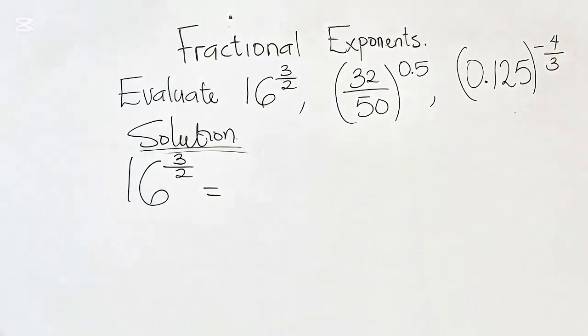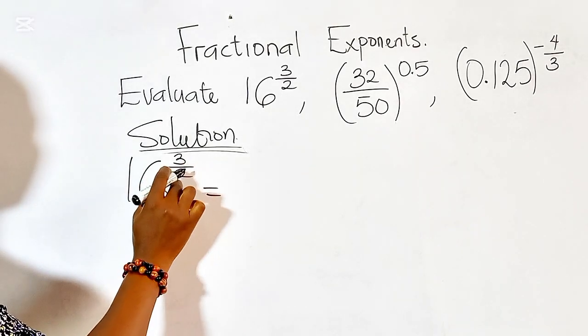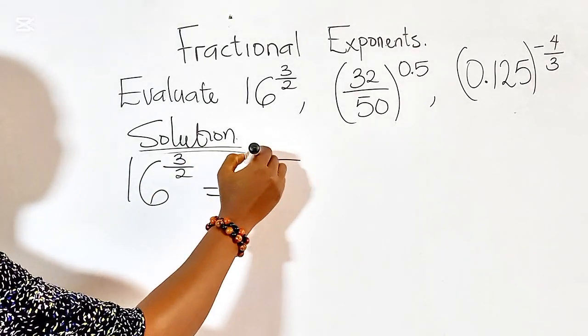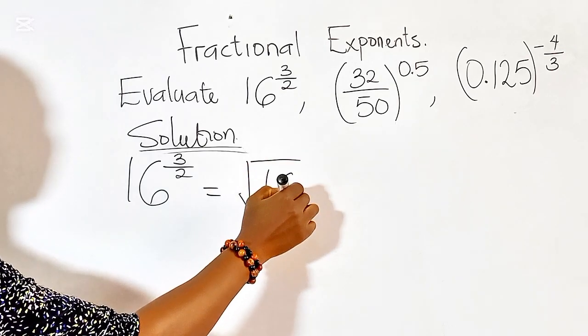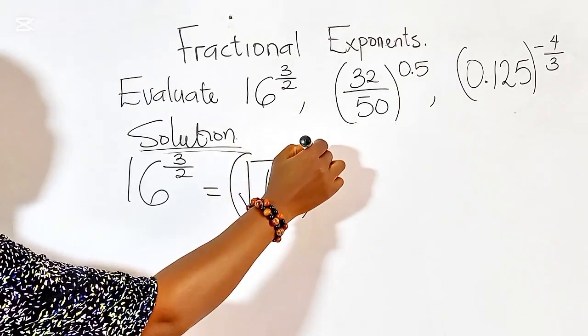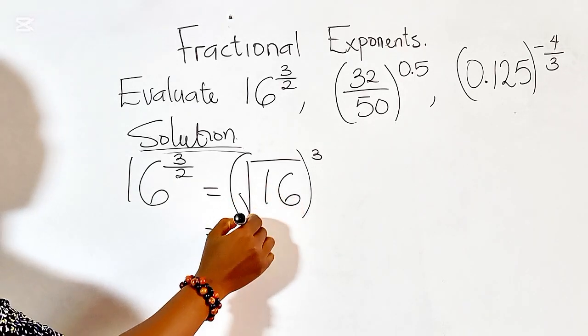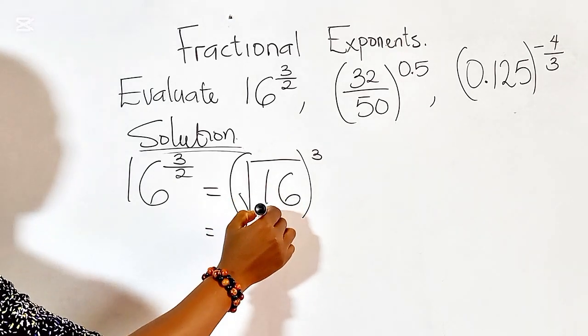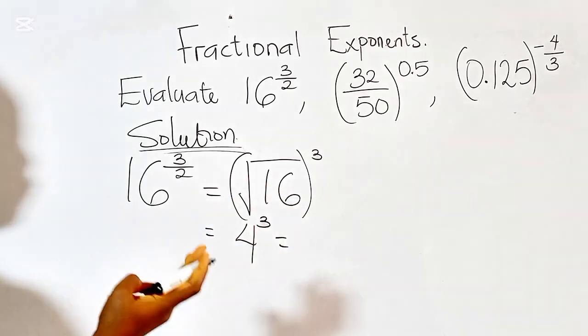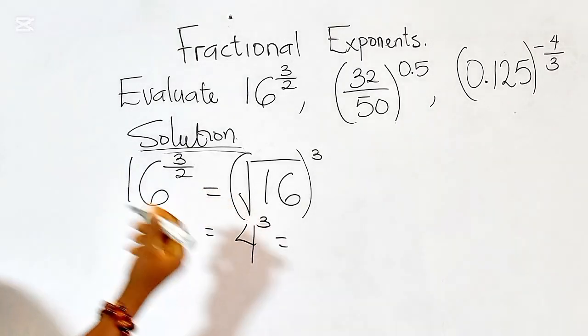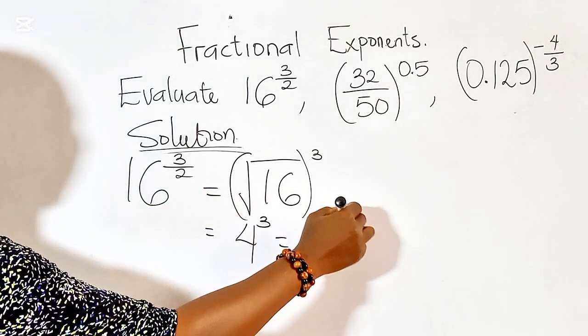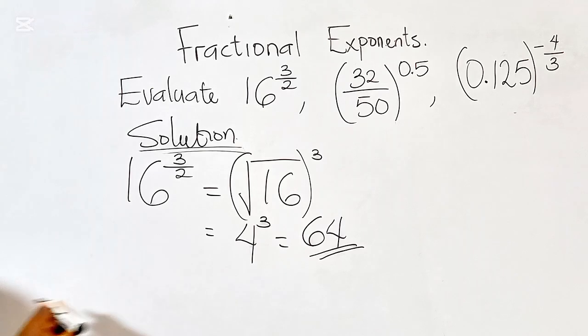We have our first question, which is 16 to the power of 3 all over 2. Applying the rule, we are going to have the square root of 16 all raised to the power of 3. The square root of 16 is 4. Then to the power of 3, so we have 4 times 4 times 4, which gives us 64. And this is our answer.